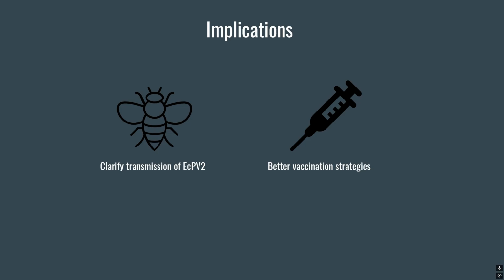Overall, we wanted to clarify how ECPV2 transmission actually works, as it not only improves control in horses, but also provides insights into how other papillomaviruses, such as bovine and human papillomaviruses, might spread, as well as providing better vaccination strategies.